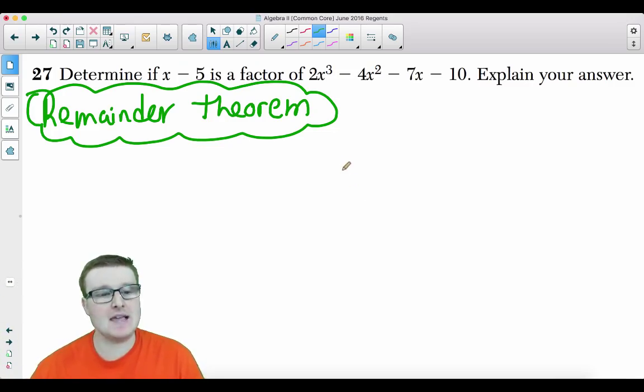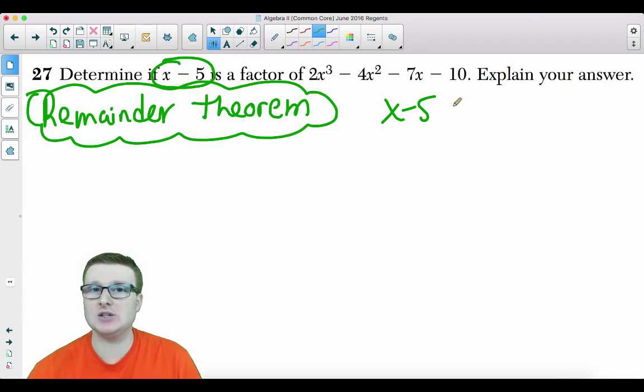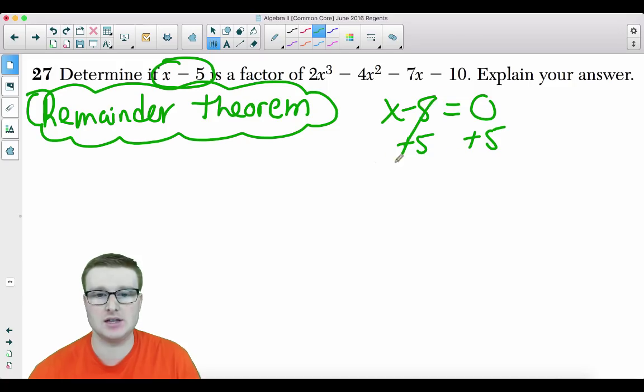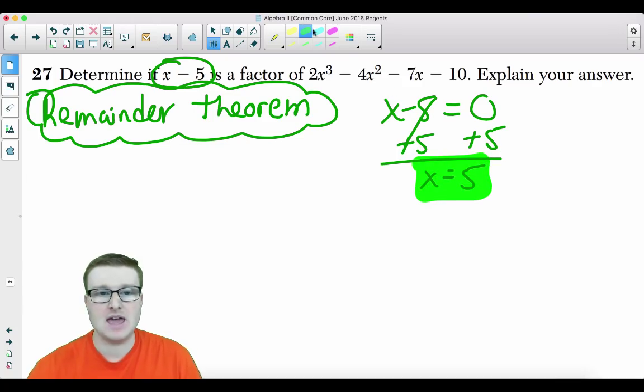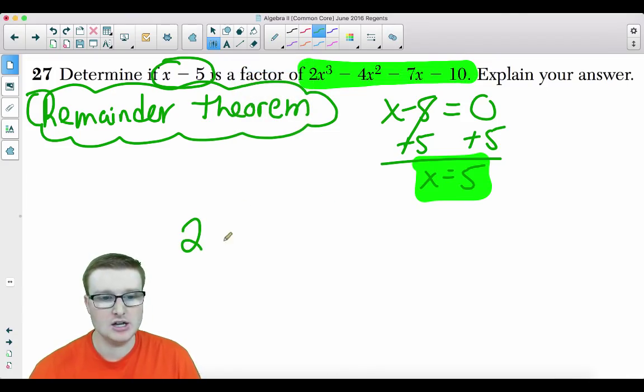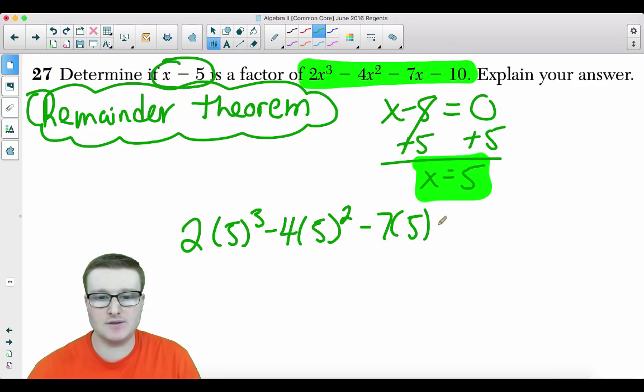So the remainder theorem is you take this factor, x minus 5, and you set it equal to the number 0, and you solve for x. You add the 5 on both sides, and you get x is equal to 5. Now you're going to take that 5, and plug it into the values of x that you see in your original equation. So we get 2 times 5 cubed minus 4 times 5 squared minus 7 times 5 minus 10.